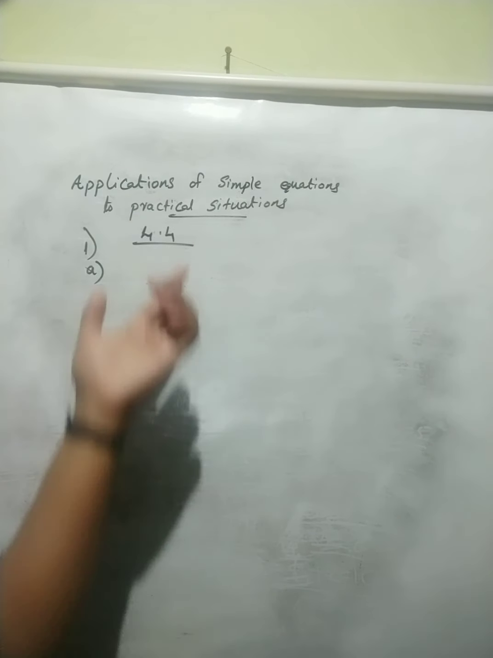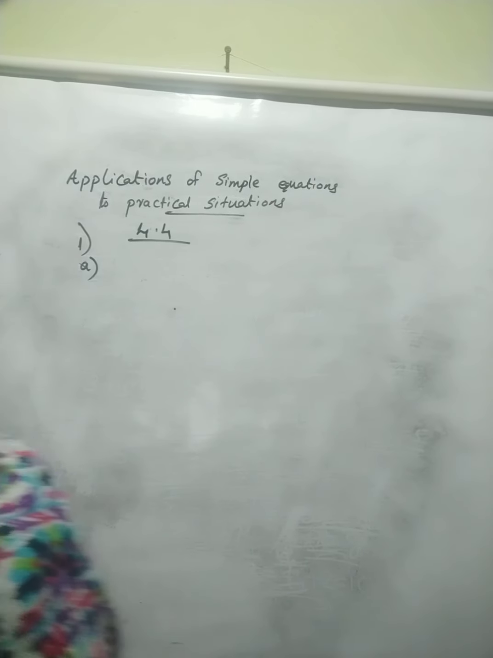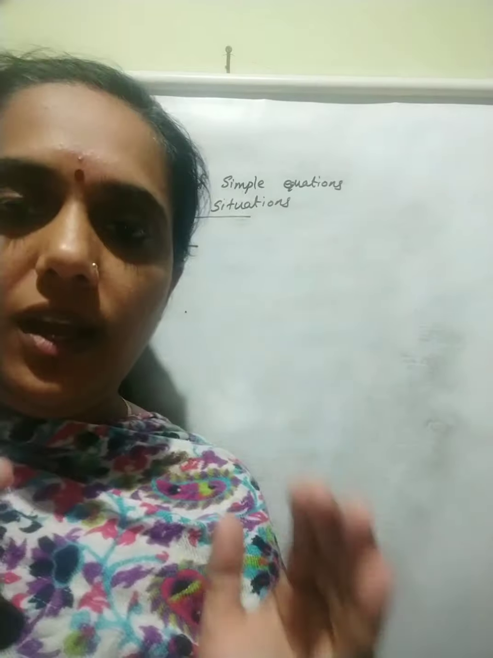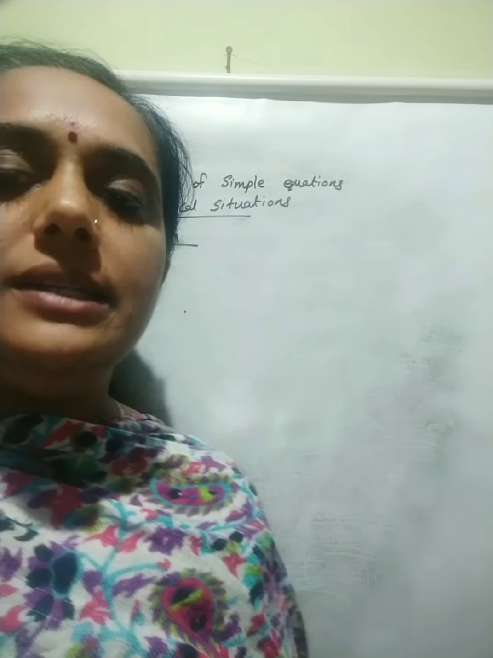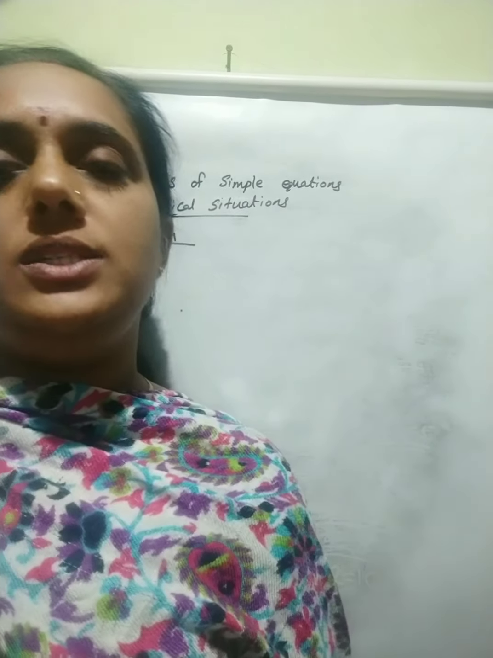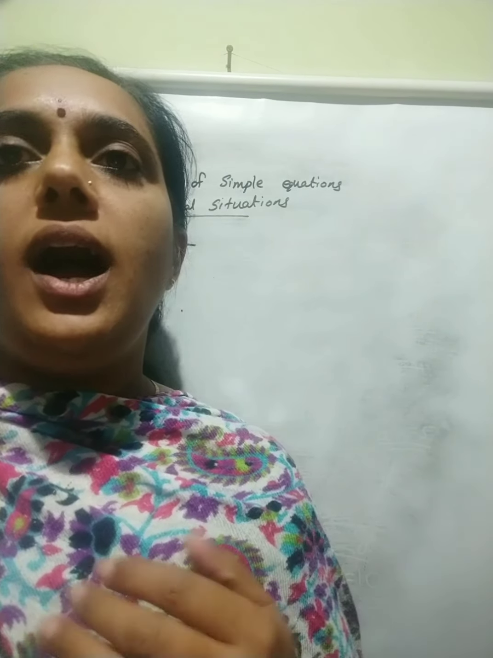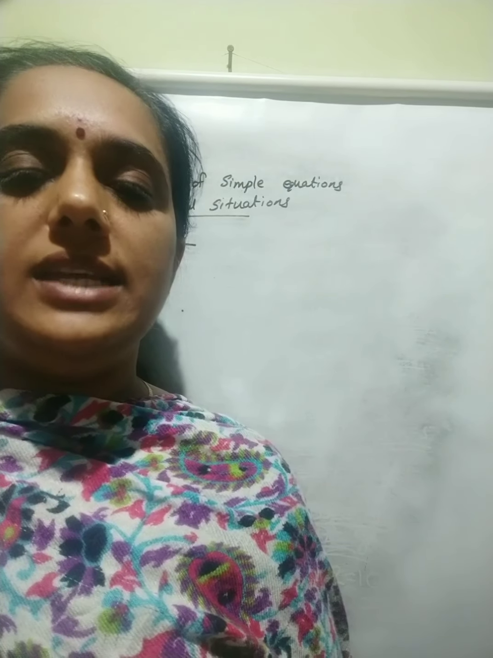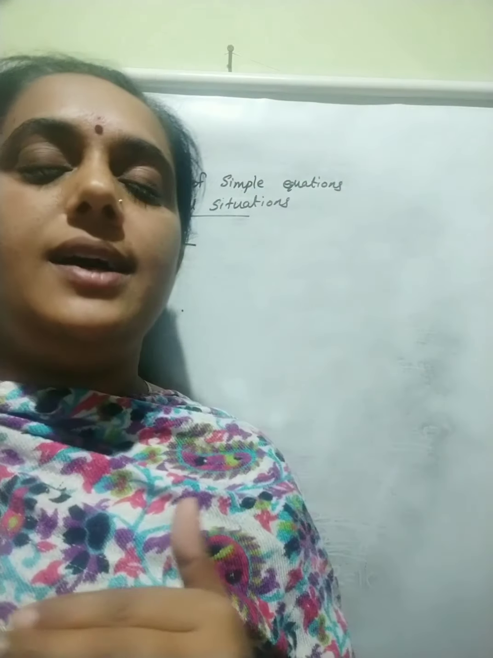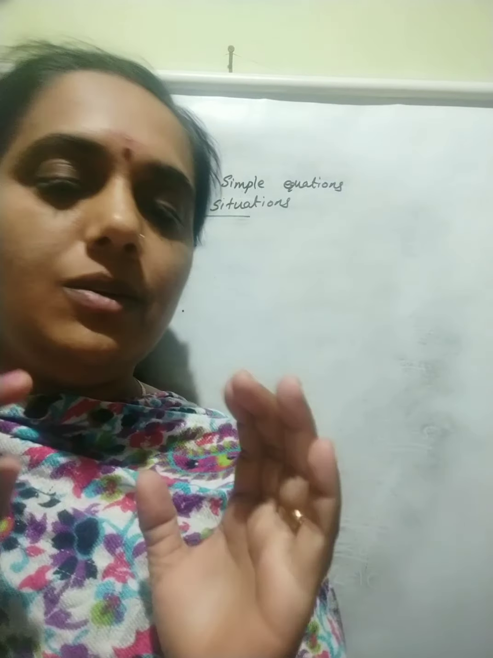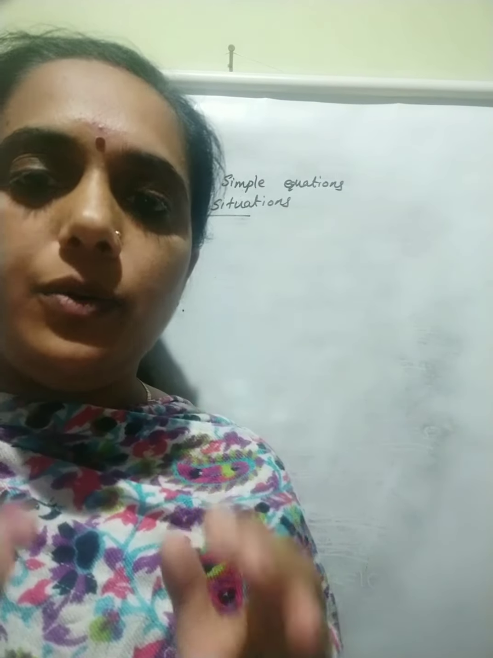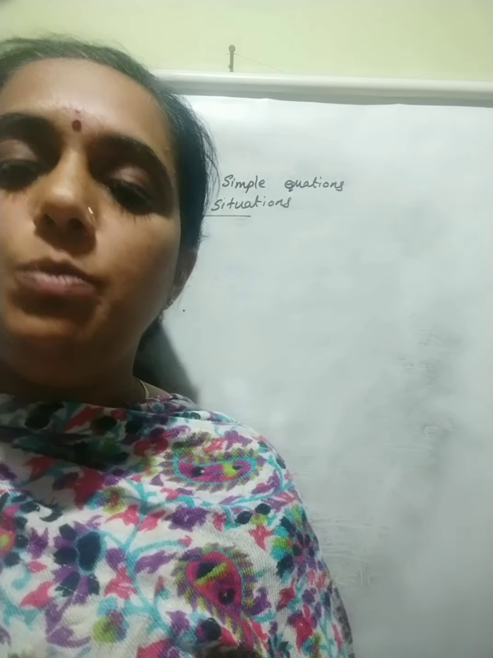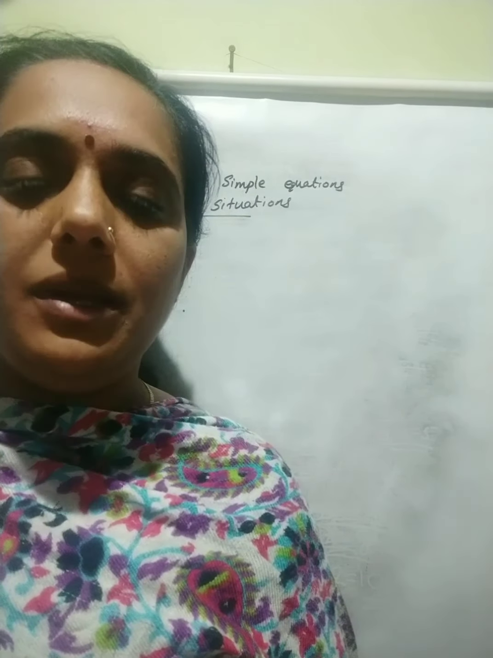Now we can do 4.4 first sums. Question number A. Set up equations. That is, first we have to set the mathematical equations, that is simple algebraic equations, and solve them to find the unknown numbers in the following cases. That means some statements are given, and by using these statements we have to make the simple equations, algebraic equations, mathematical equations.